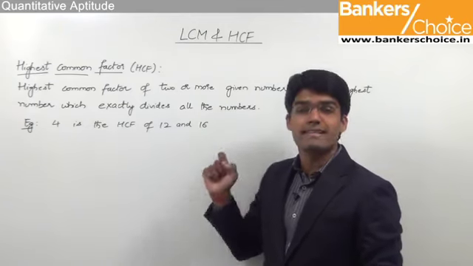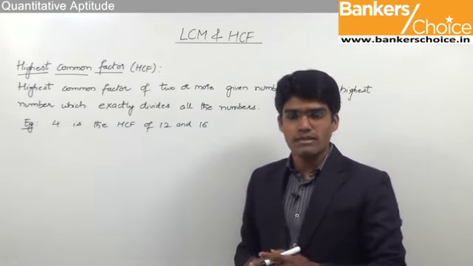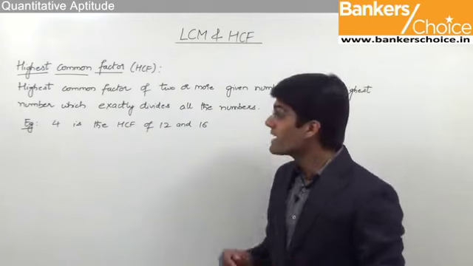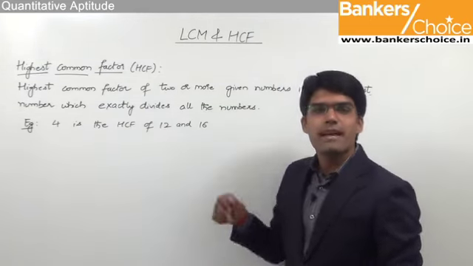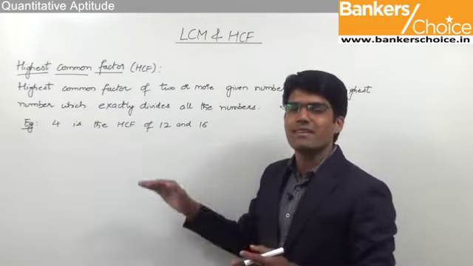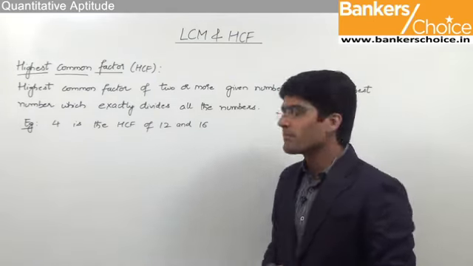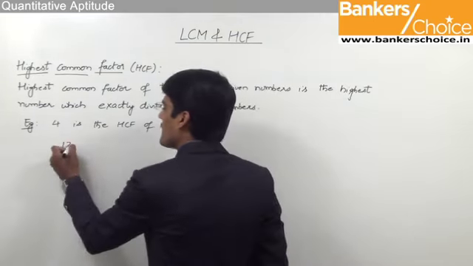That means 4 here is the highest number which can divide 12 as well as 16. And that too, it is an exact division. So therefore, there is no number which is less than 4 which can exactly divide both 12 as well as 16. Let us try to understand this point in an illustrative manner.